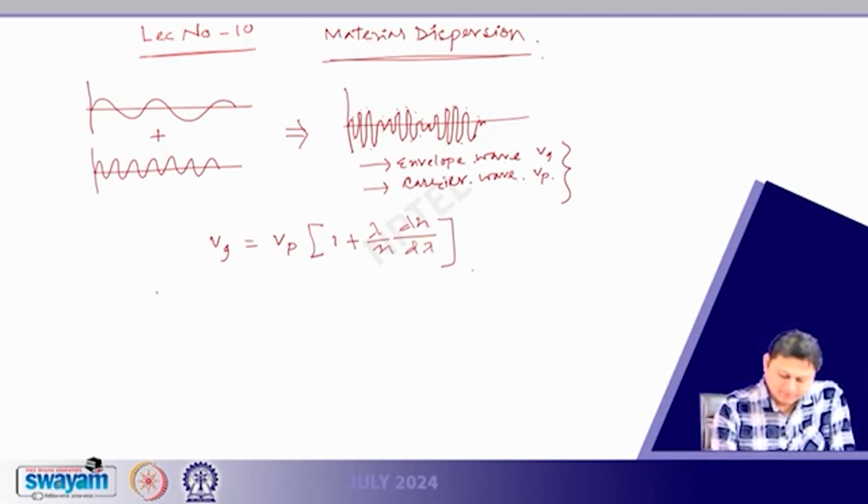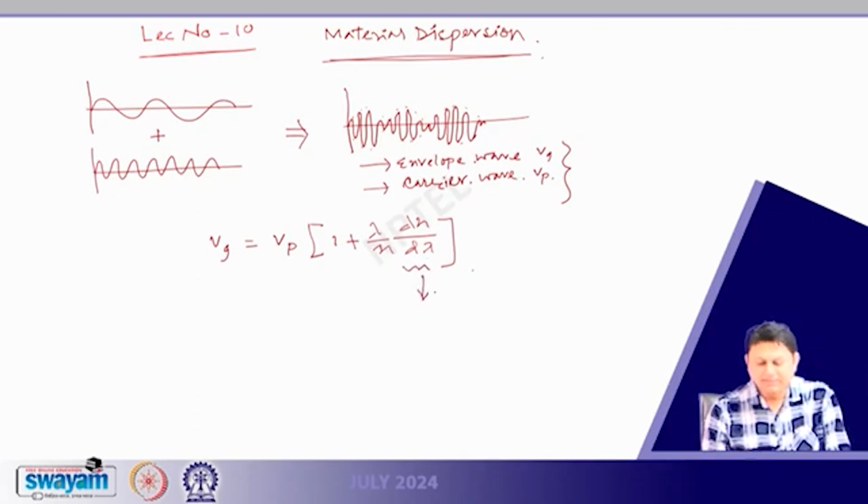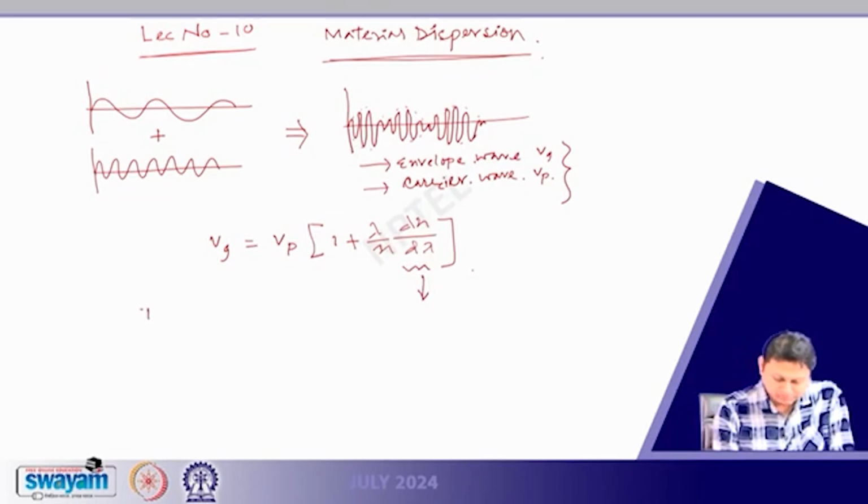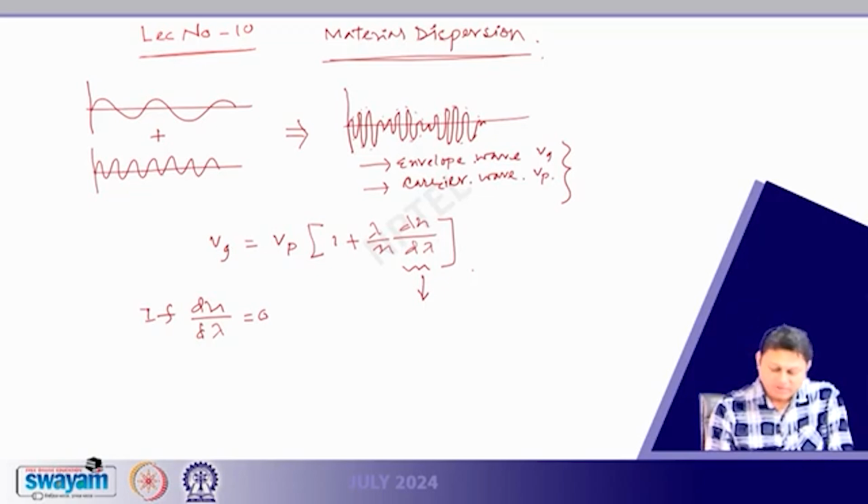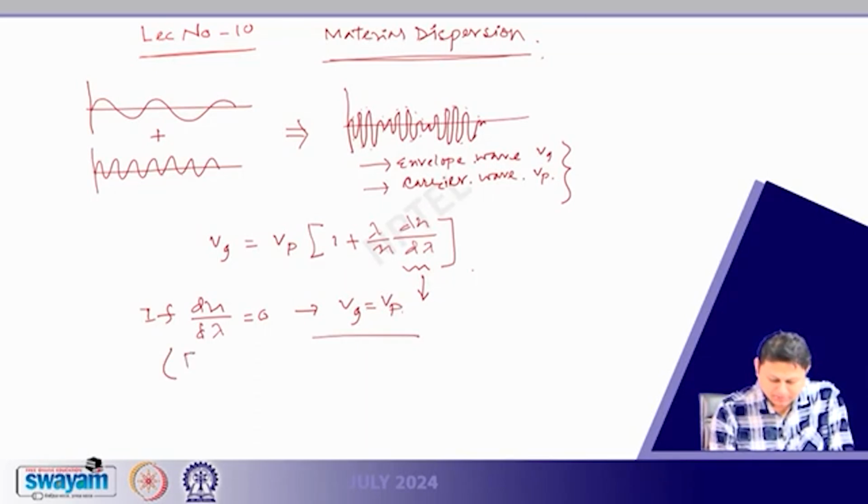Now the important term here is this dn d lambda. If dn d lambda is 0, then as a result we have Vg equal to Vp, and it happens only in free space.